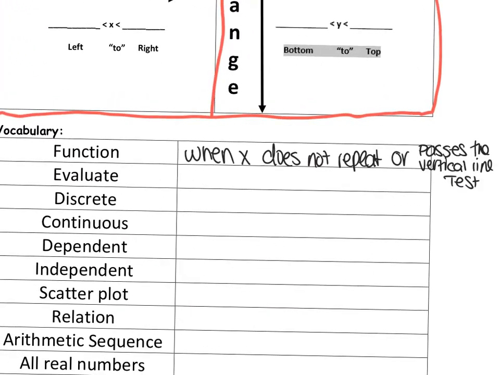Alright, so a function is when x does not repeat or passes the vertical line test. Evaluate is another word for substitution, and that is another way of saying plug it in. Discrete is when a graph is not connected.